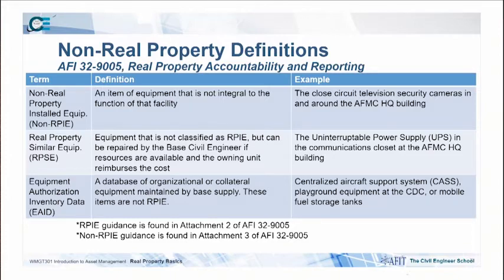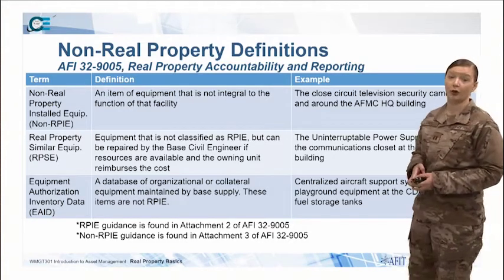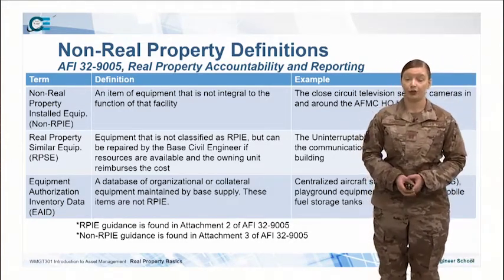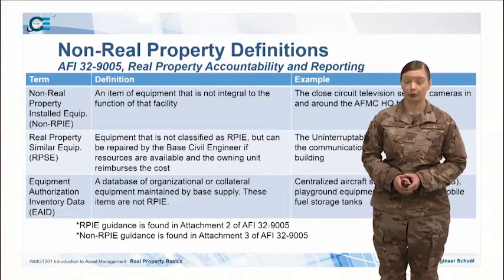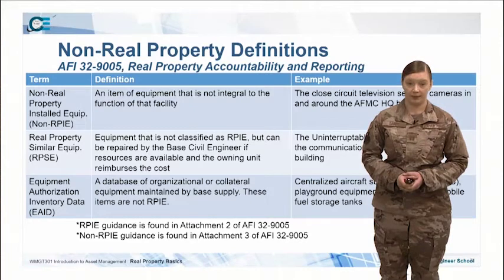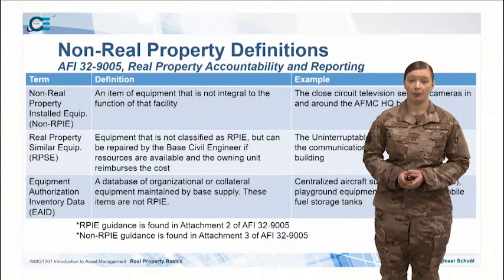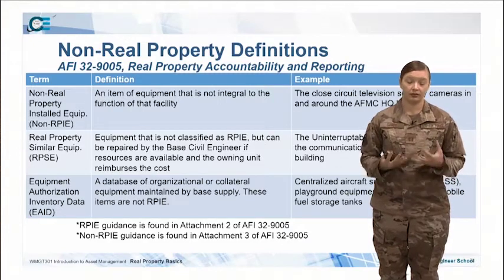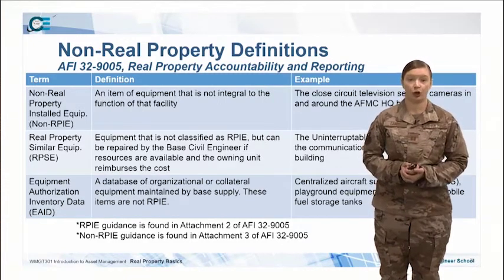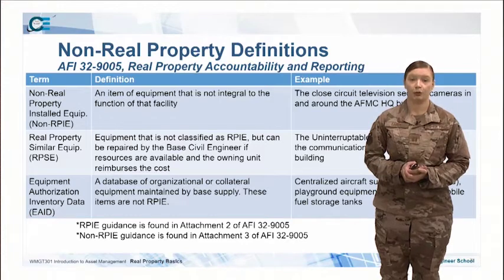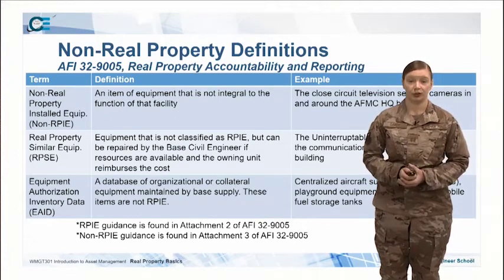So just like real property installed equipment, there's also an attachment in 32-9005, attachment 3, that talks about guidance for non-RIPI. In the case of the real property similar equipment, there may be exceptions where you can work on this non-RIPI equipment if the resources are available again.